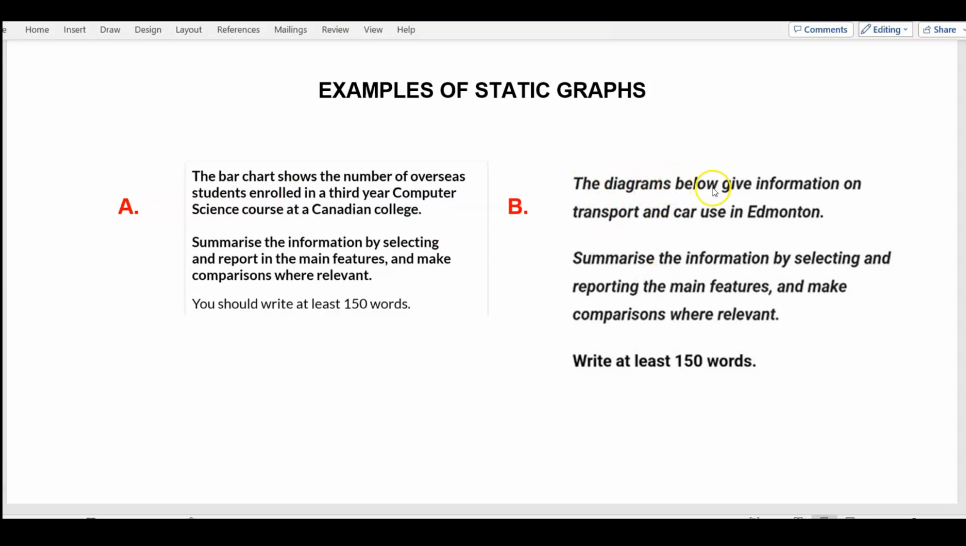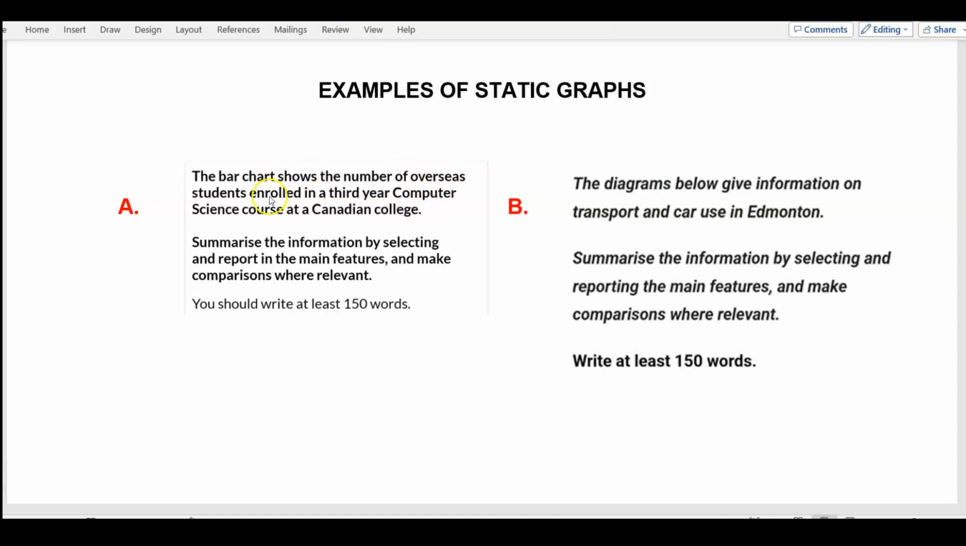The diagram below gives information on the transport and car use in Edmonton. All right, so this one too, there is no time stated. Okay, no time stated. Sometimes I get just one time period.